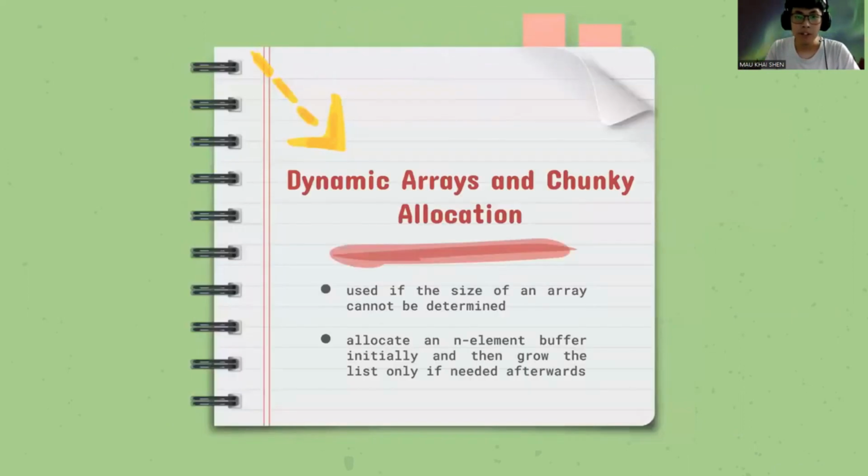Next, dynamic arrays and chunky allocation. Dynamic arrays are used if the size of an array cannot be determined initially. So it allocates an element buffer initially and then grows the list only if needed afterwards. This is to make sure that there is no extra memory usage.